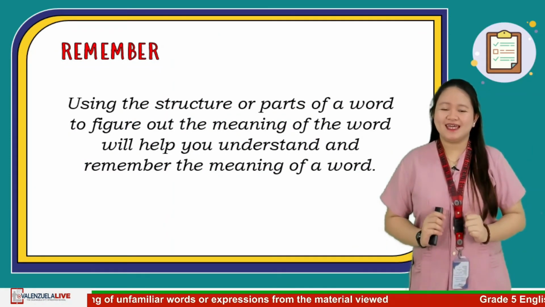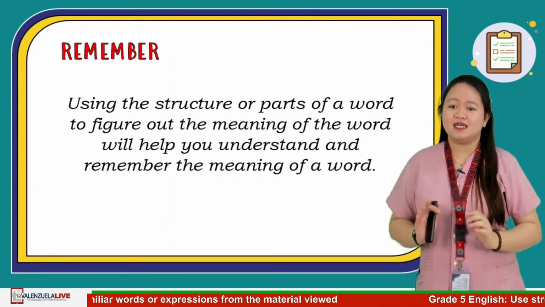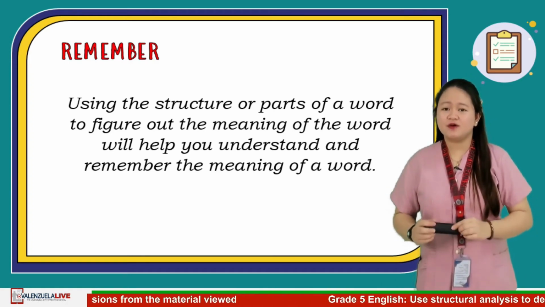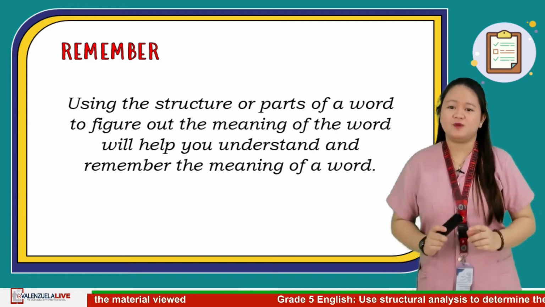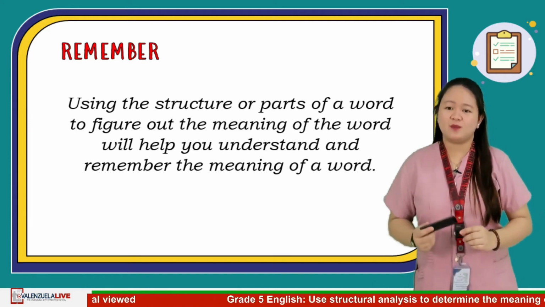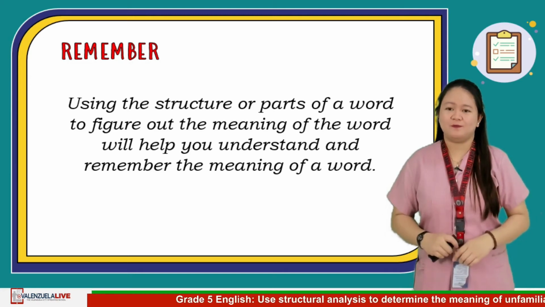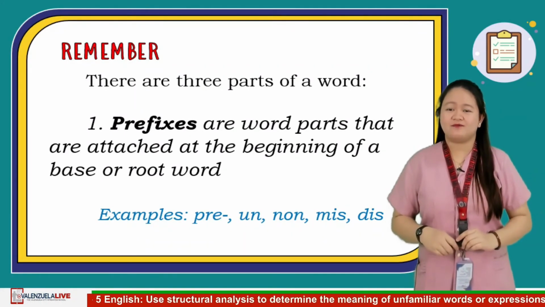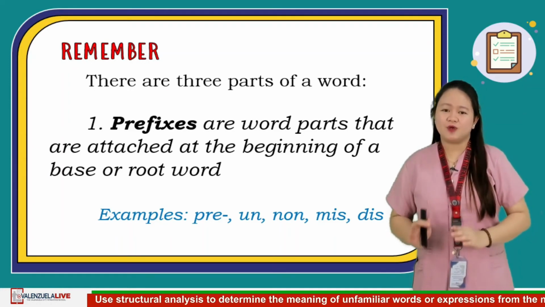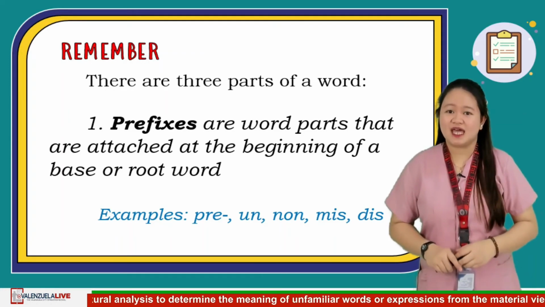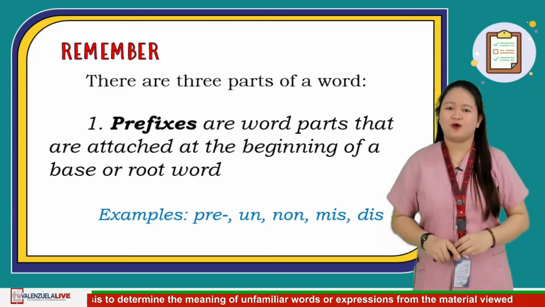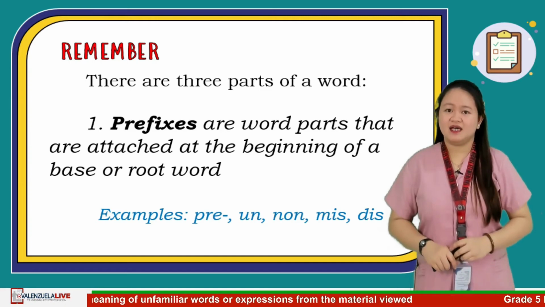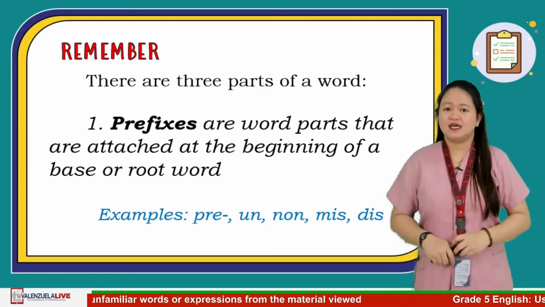Well done, everyone. Now, remember that using the structure or parts of a word to figure out the meaning of the word will help you to understand and remember the meaning of the word better. There are three parts of a word. The first one is the prefixes. These are the word parts that are attached at the beginning of the base or root word. Example, pre, un, non, mis, dis.